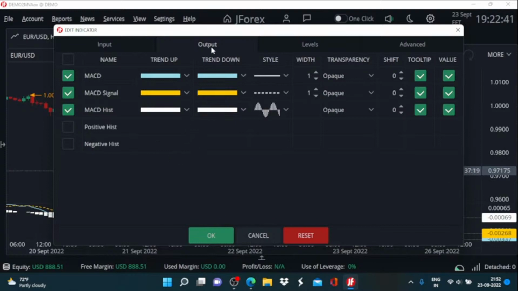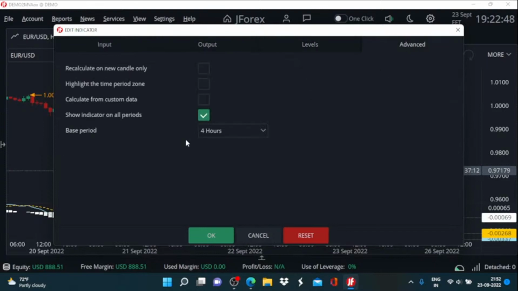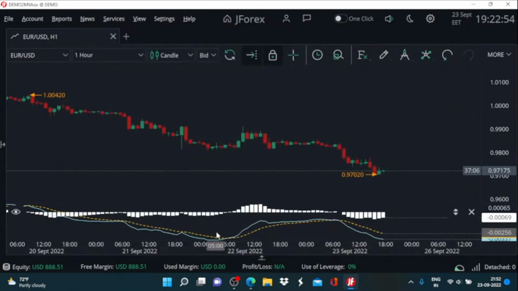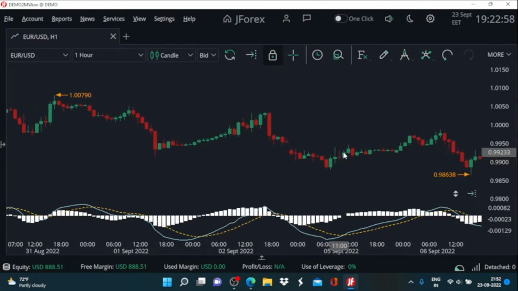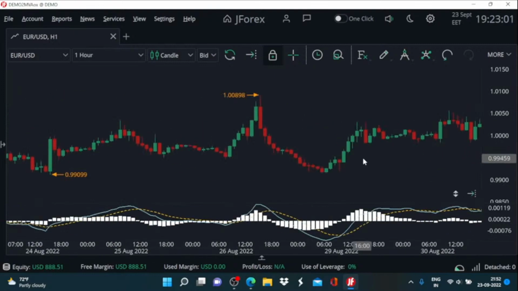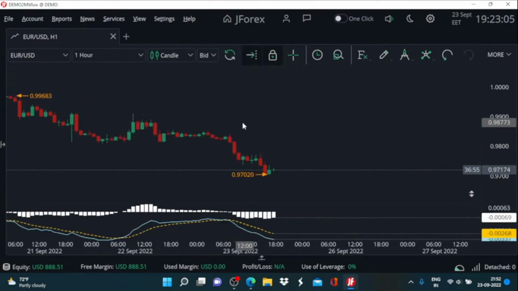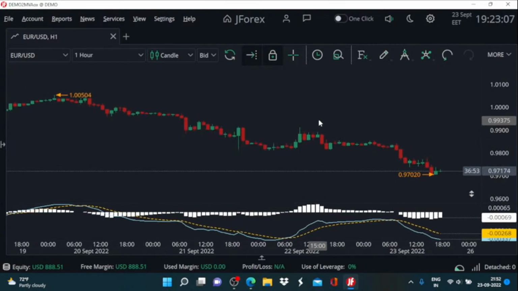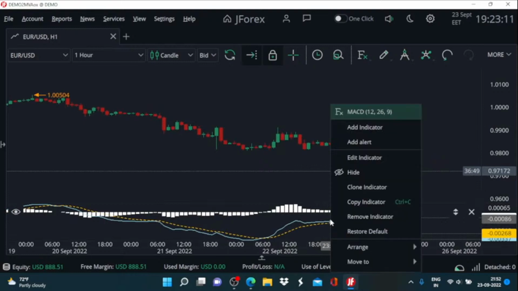Alright, so we have got the output, levels, advanced, recalculate on new candle. So here we have this. Okay, so this is looking a lot more different.